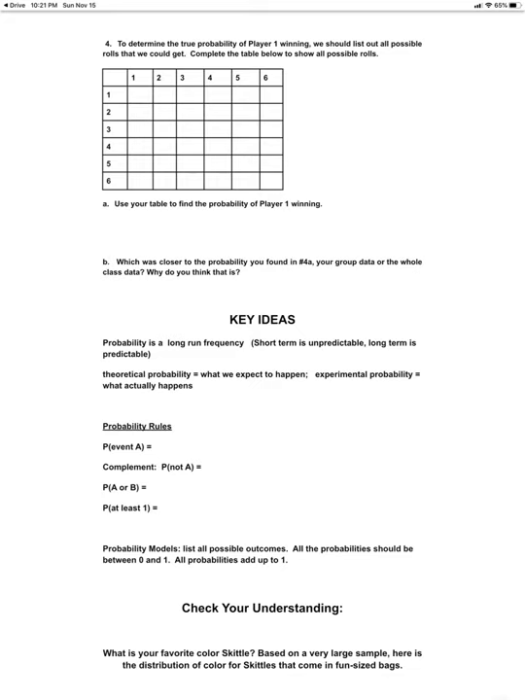So on this chart here, in number 4, to determine the true probability of player 1 winning, you should list all the possible rolls that we could get. Okay, so complete the table. Both of you are rolling a die that has 6 sides on it. So you both roll a die and you could get 1 and 1, 1 and 2, 1 and 3, 1 and 4, 1 and 5, 1 and 6.